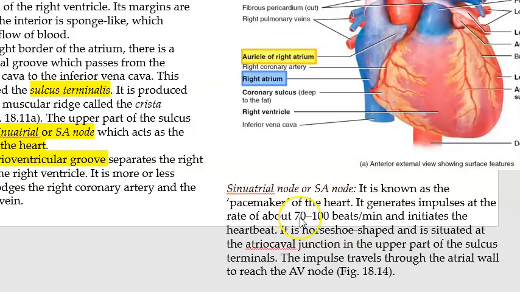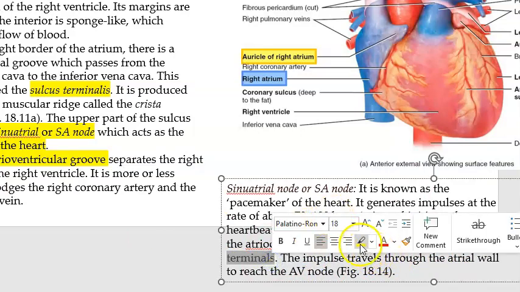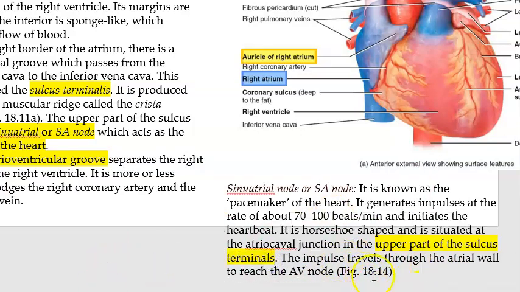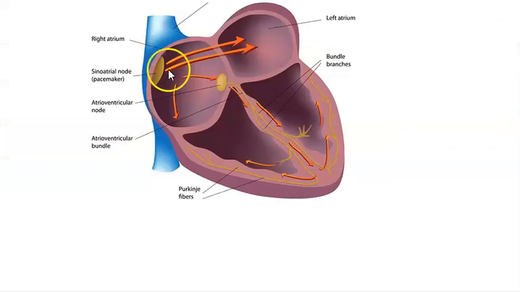And where is it? It is in the atriocaval junction. Okay, in the upper part, that is near the superior vena cava, you can say. Where is it? Sulcus terminalis, upper part. Okay, upper part of sulcus terminalis. This we already told you, right? So from here, where will the impulse go? To the AV node.